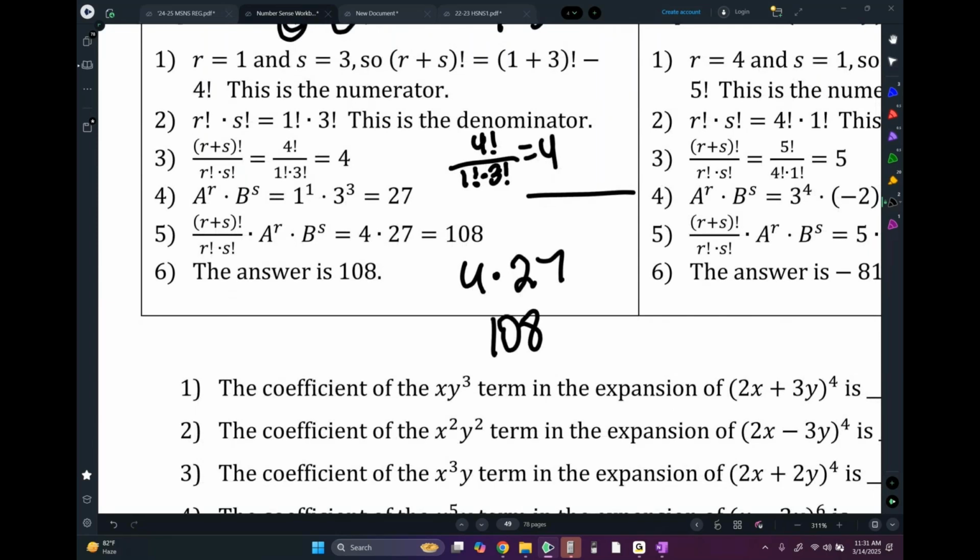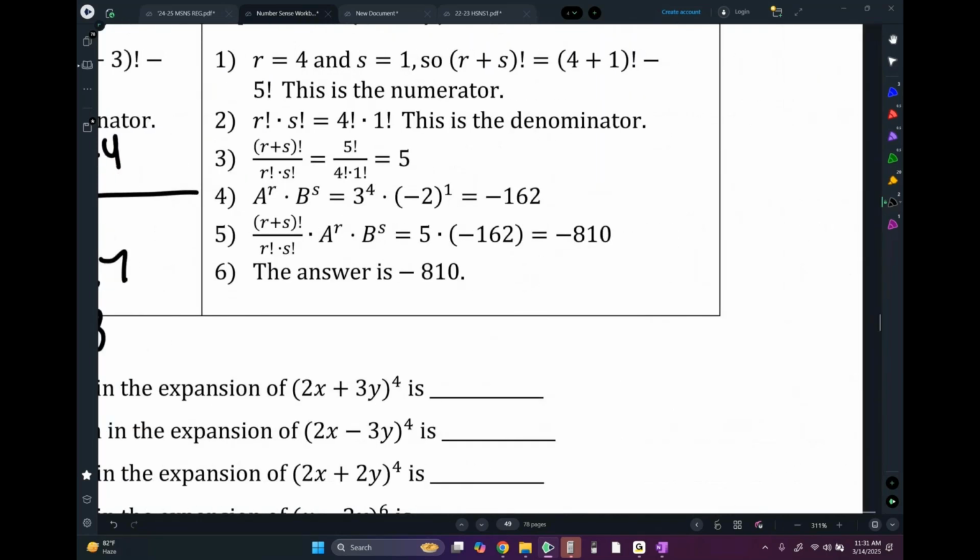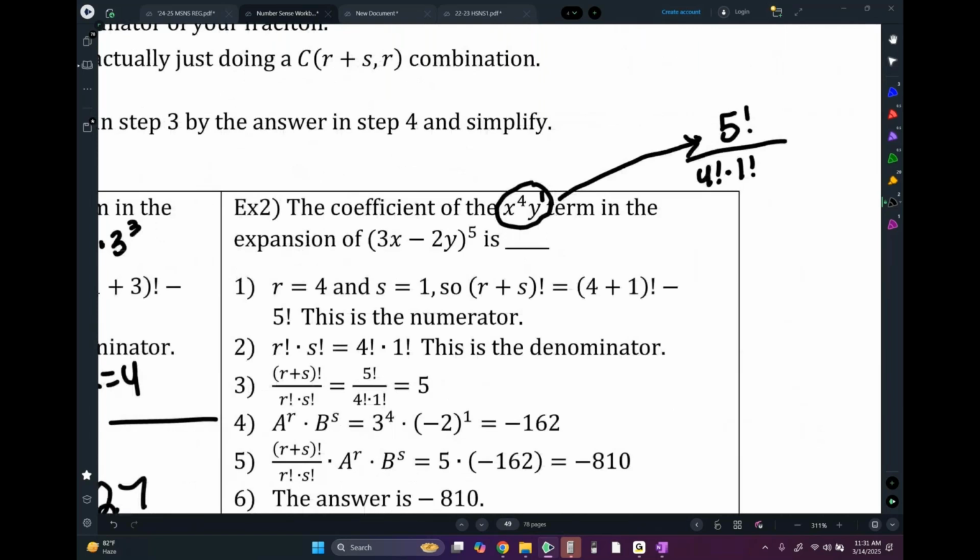So let me do the second one. Remember how I got this part? I took these two numbers, the 4 and the 1, that became my denominators. I just added them together, that became my numerator. I do 5 factorial over 4 factorial, 1 factorial, which is 5. I'm not going to explain why that's true, but that's 5, okay?